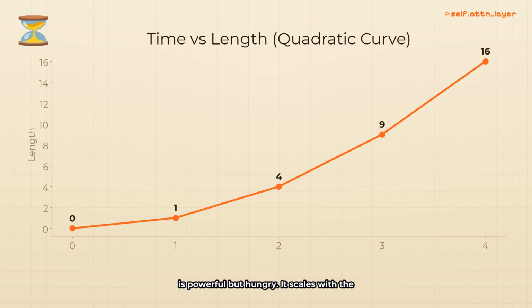So self-attention is powerful but hungry. It scales with the square of the sentence length, so long sentences slow it down. That's why engineers keep inventing clever shortcuts. The math stays the same, we just make it faster.